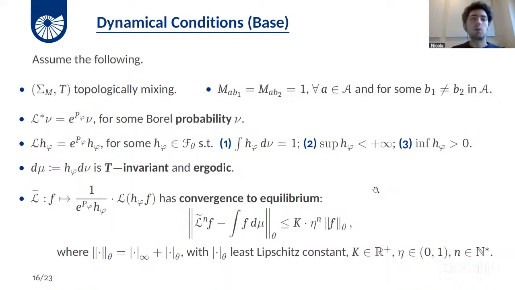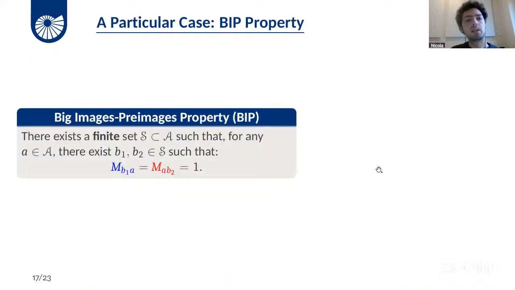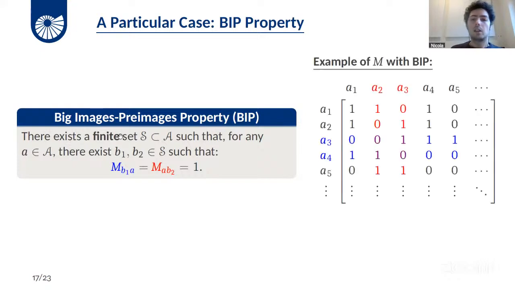If we want a more concrete point of view, we can work in the so-called big images and preimages property, which is a way of introducing again finiteness in our symbolic infinite case. So this is the definition of this property. Just let me show you with this example.